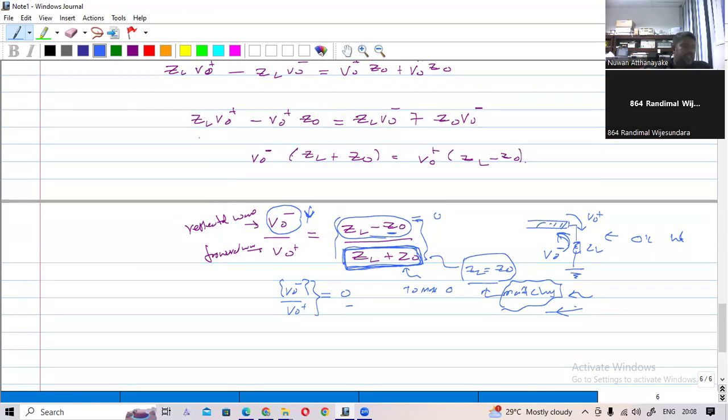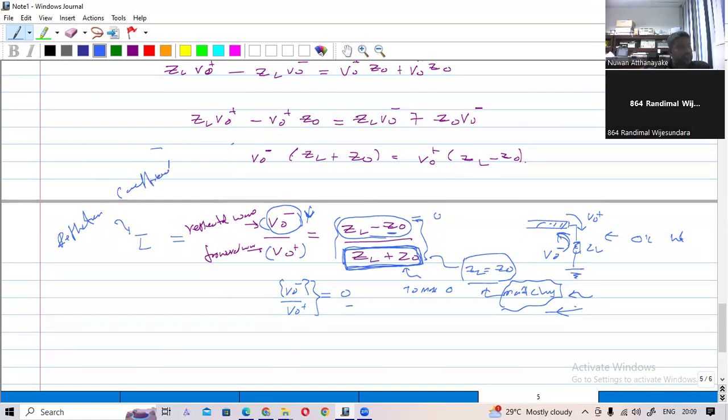This is a reflection. We have a forward value and a backward value. This we call the reflection coefficient, gamma. This V naught minus divided by V naught plus is referred to, sorry, as tau. We are using tau. So this is the reflection coefficient. That is very important.